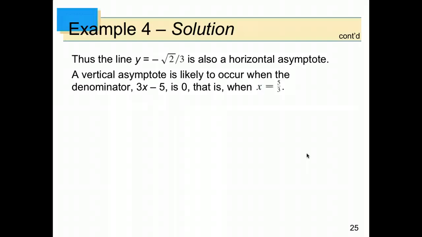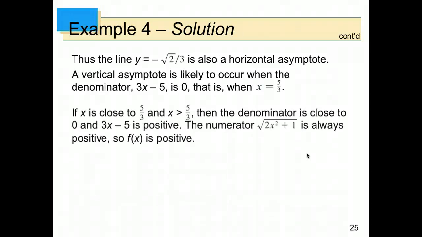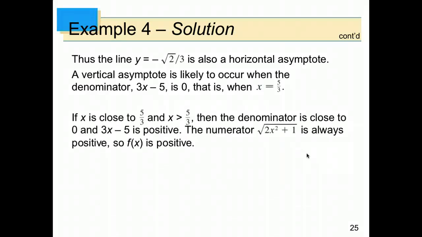Now remember, the vertical asymptote is likely to occur when the denominator is 0, so that's when x equals 5/3. If x is close to 5/3 and x is greater than 5/3, then the denominator is close to 0. That means 3x minus 5 is positive. The numerator radical 2x squared plus 1 is always positive, so that means f of x is positive. Therefore, the limit as x approaches 5/3 from the right is going to give us positive infinity.